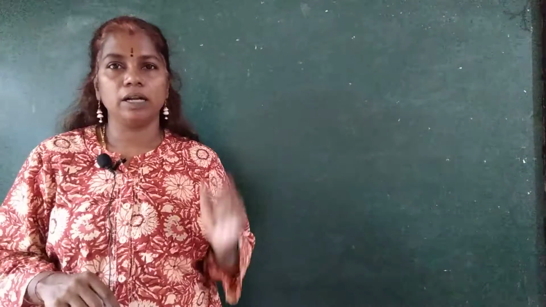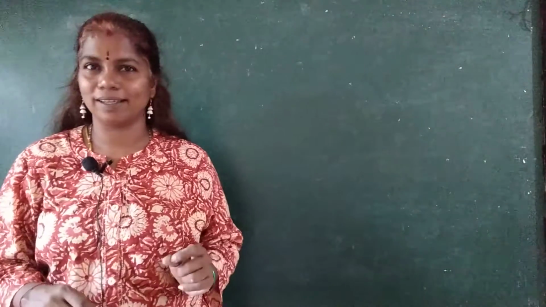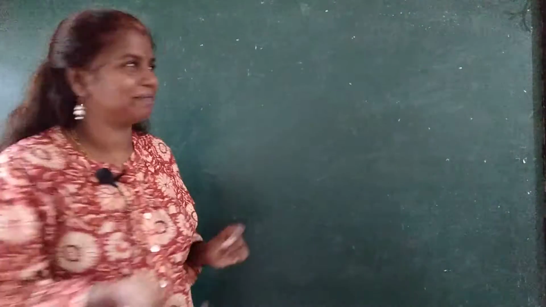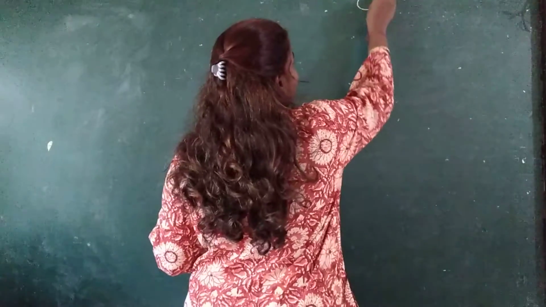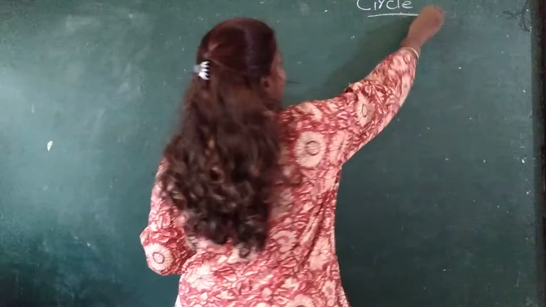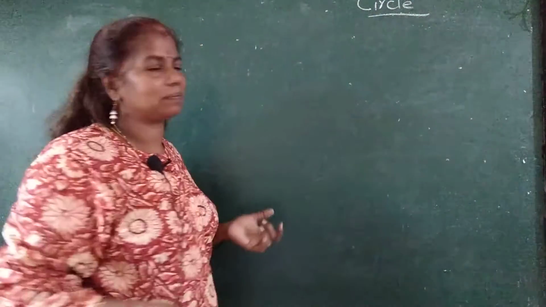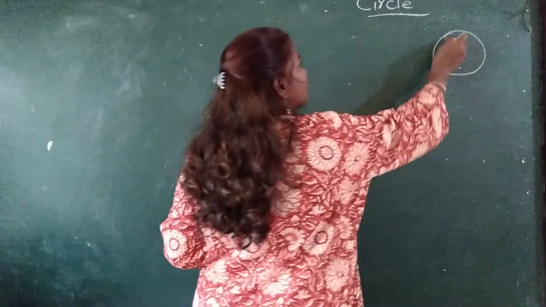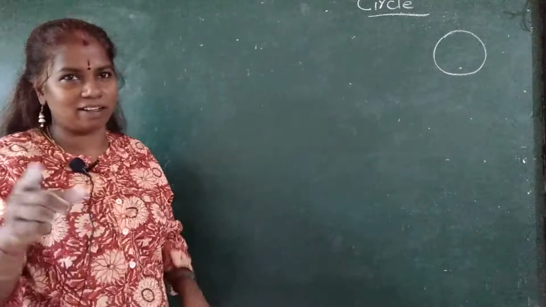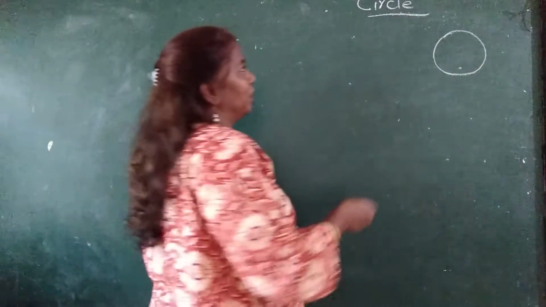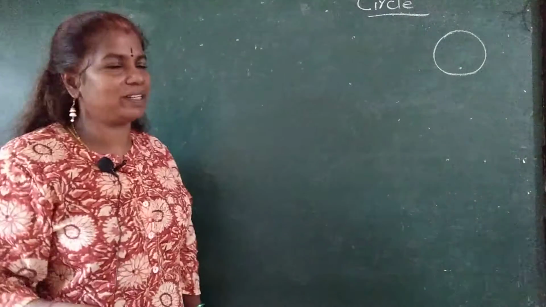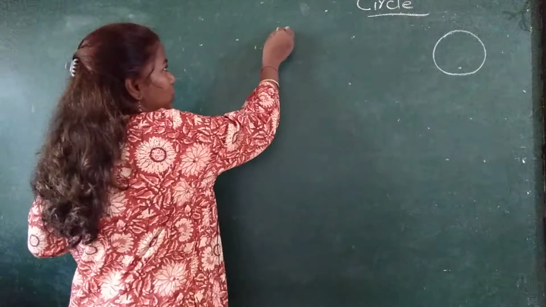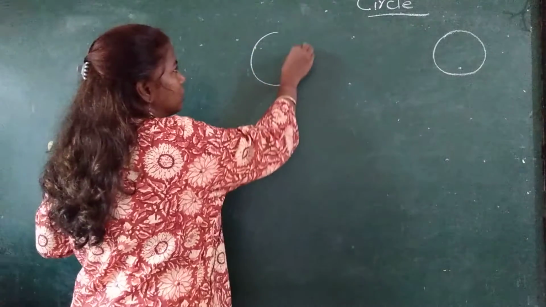First, let me tell you the terms related to the circle. Circle. What is the spelling? C-I-R-C-L-E. Circle. Okay. How does the circle look? Like a samosa? No. Like a bangle? Correct? Very good. You know. That means you have revised the topic, isn't it? Now I will tell you the terms related to the circle.